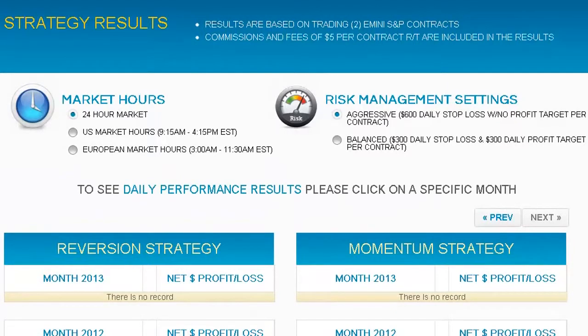The only thing included here is the $5 commission per contract. We do not include slippage in here, because slippage is definitely a fact of life. You will get some slippage sometimes, because you'll get some signals that are going to be at the bottom of the bar or the top of the bar or what have you.